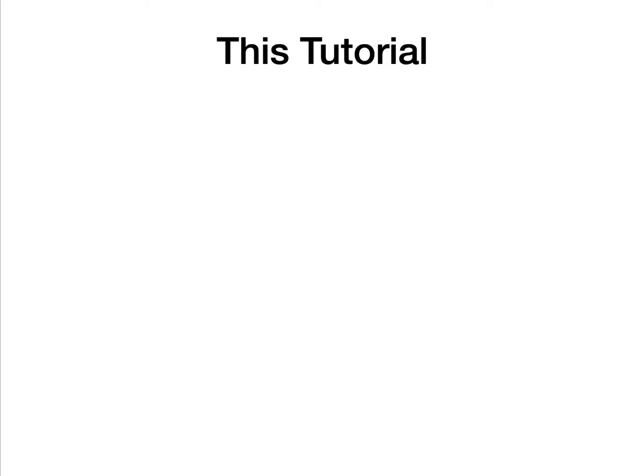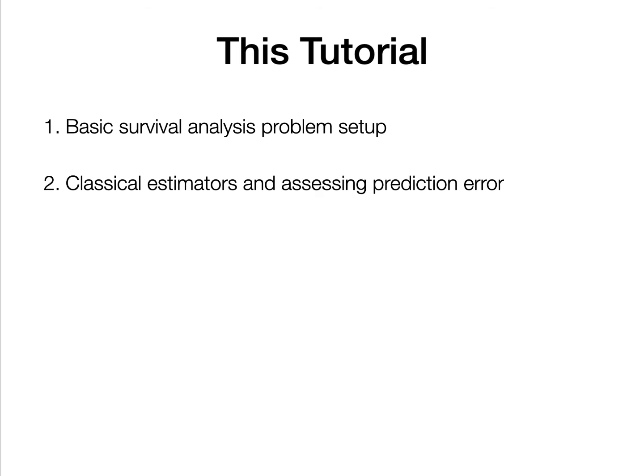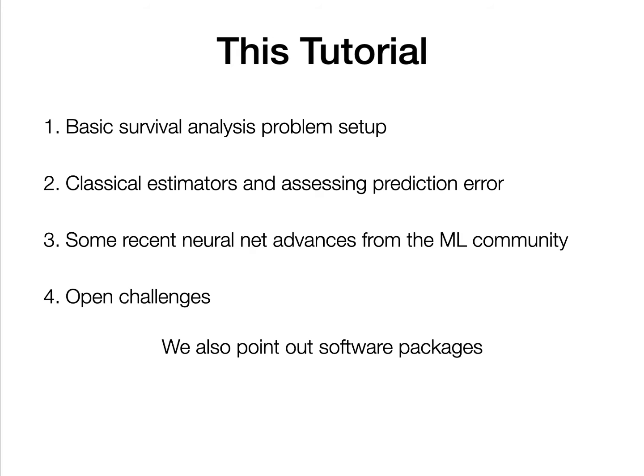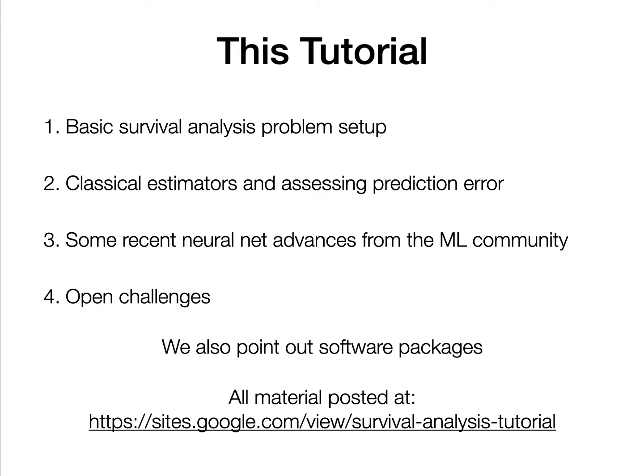So the outline of this tutorial is as follows. I'll first go over the basic survival analysis problem setup. Then I'll talk about some classical estimators and how we assess prediction error. Then I'll go into recent neural net advances from the machine learning community. Finally, I will talk about open challenges. At the end of this tutorial, I will point out some software packages. And lastly, before getting started, I'll mention that all the material you're seeing here are posted on this web page that's shown on the slide.